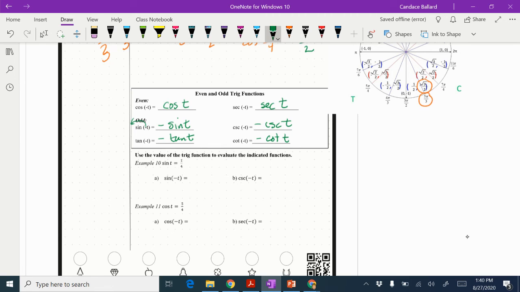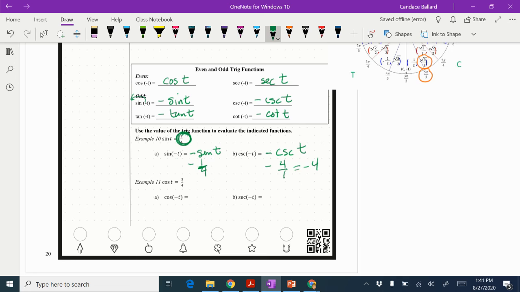Okay. So we're working on sine, and it says we have to find the sine of negative t. If I know that's the same as negative sine of t, I'm going to substitute that value in, so I get negative 1/4. Cosecant of negative t, I know is the negative cosecant of t because it's an odd function. Compared to sine, cosecant is the reciprocal, so I do the reciprocal to get the answer, negative 4.